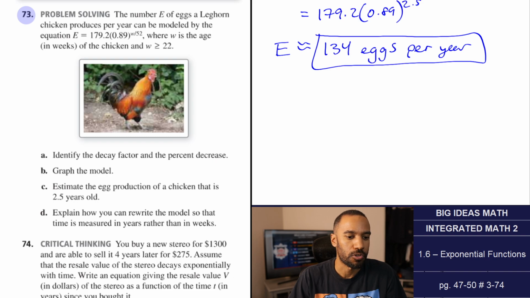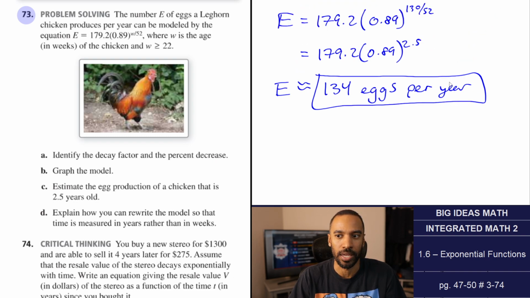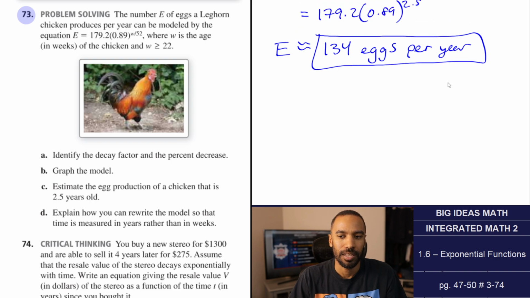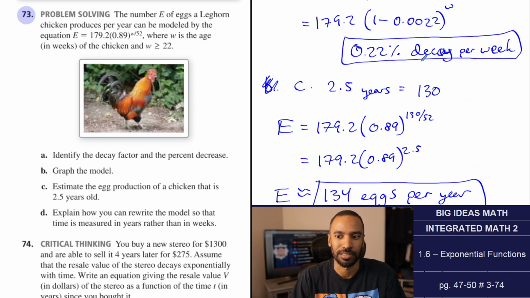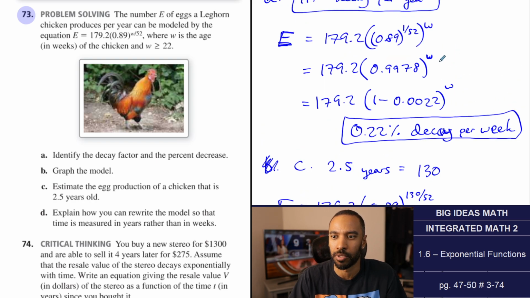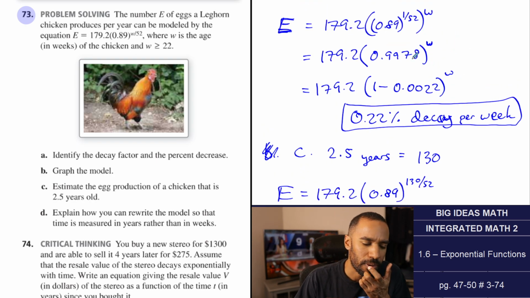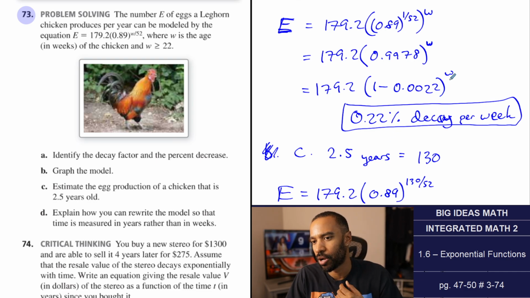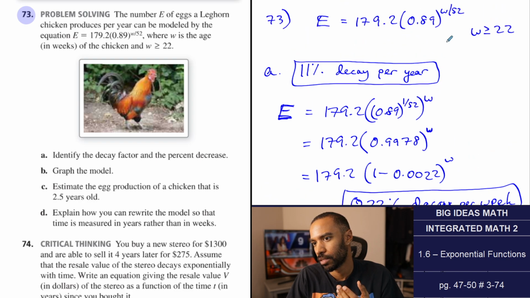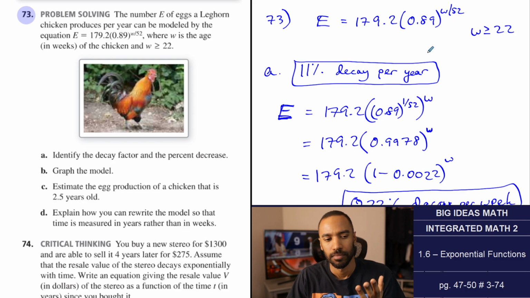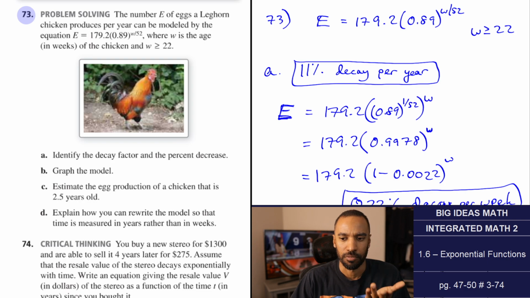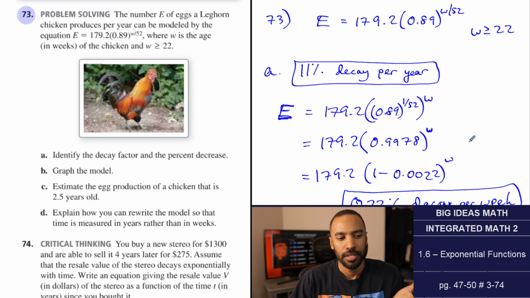Explain how you can rewrite the model so time is measured in years rather than in weeks. It is kind of measured in years, isn't it? Maybe that's what that W thing was for. Hold on a second here. Let me think about this. Explain how you can rewrite the model so that time is measured in years rather than weeks. I suppose, I mean, it is measured in years. Let me think on this one for a second. I mean, I have nothing to think about with this.